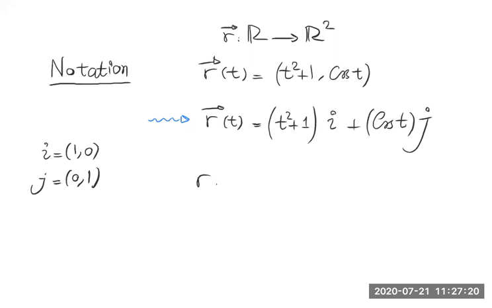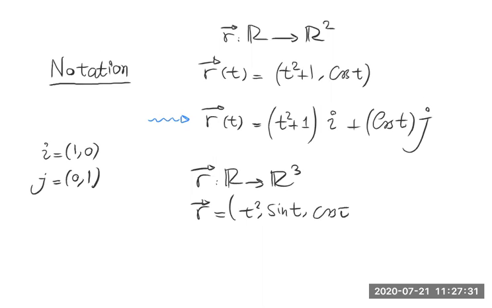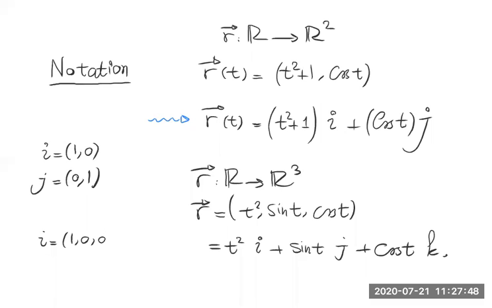Or if I have a function from R to R3, say r is (t squared, sine of t, cosine of t), I can write it as t squared i plus sine of t j plus cosine of t k. We use i, j, k. Here i in 3-dimensional space is (1, 0, 0), j is (0, 1, 0), and k is (0, 0, 1). This is another notation we use.